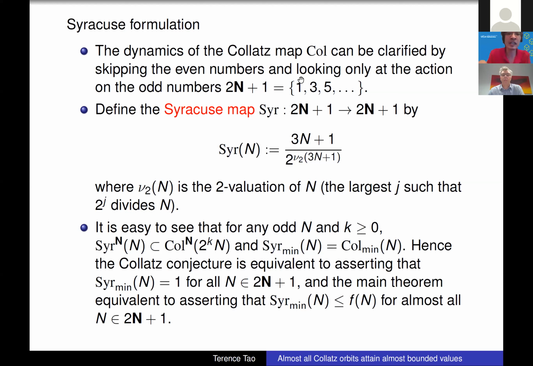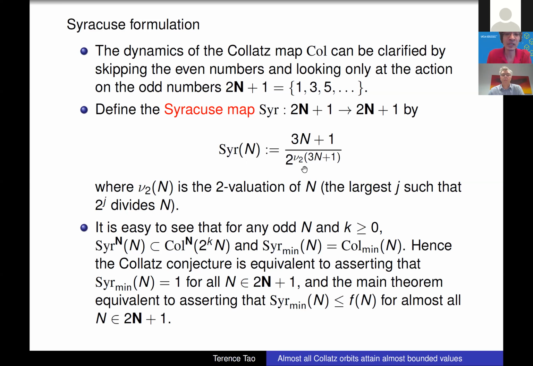So you can accelerate the Collatz map to what's called the Syracuse map, which is a map from odd numbers to itself. What it does is that you take any odd number n, you multiply by 3 and add 1, then it's even. And then you divide by as many powers of 2 as needed to make it odd again. So you divide by 2 raised to what's called the 2-valuation of this number 3n plus 1. That's the number of times 2 divides 3n plus 1. So if 3n plus 1 was, say, 16, that would be 4. This is very closely related to the Collatz map, and the Syracuse orbit is always a subset of the Collatz orbit, and the minimal Syracuse value is always the same as the minimal Collatz orbit value.